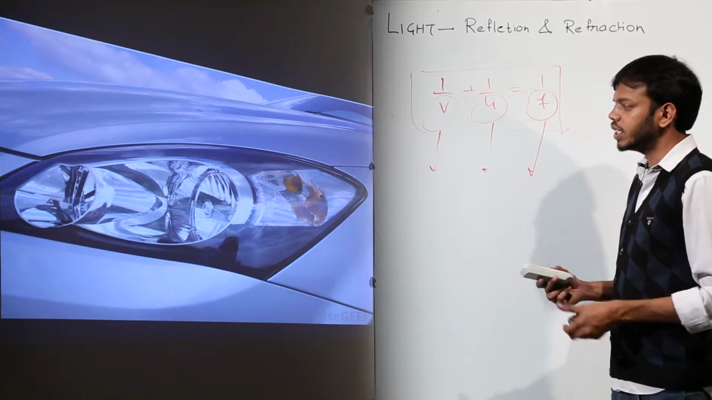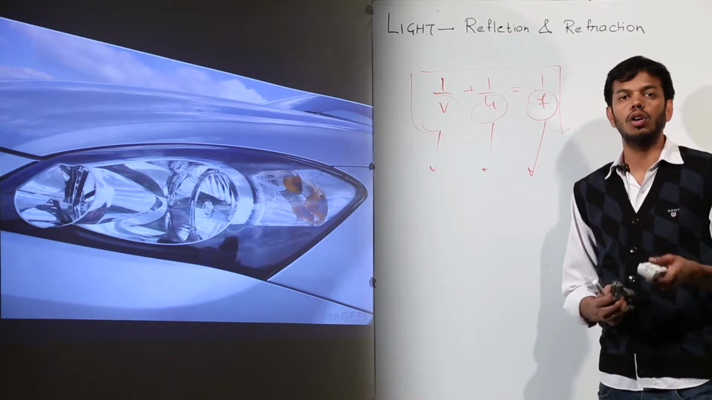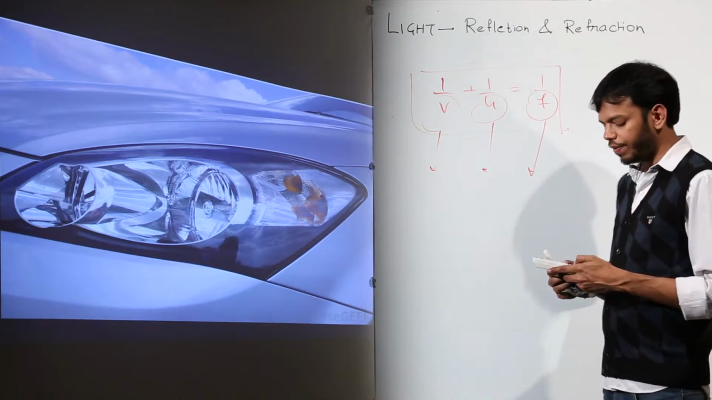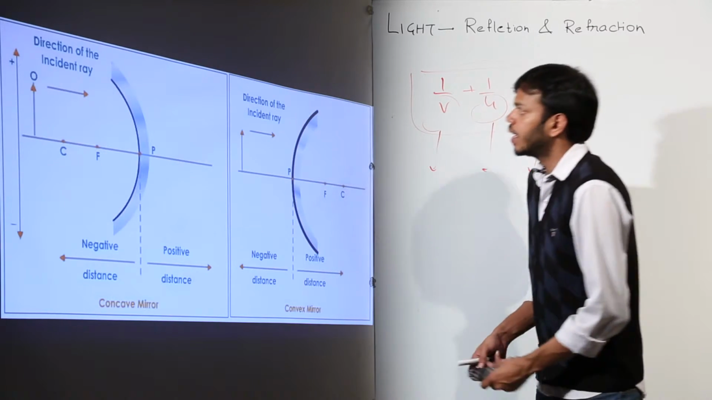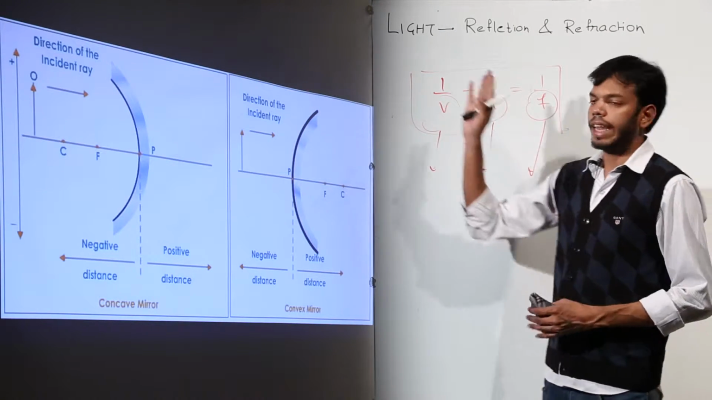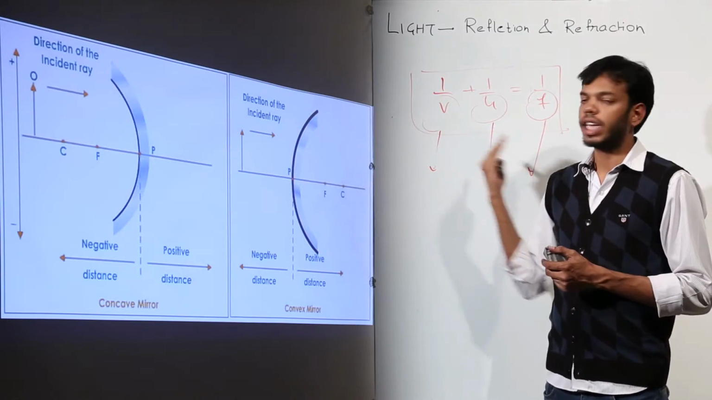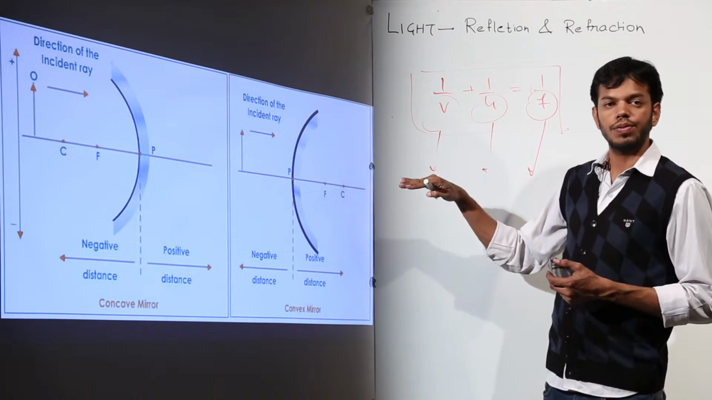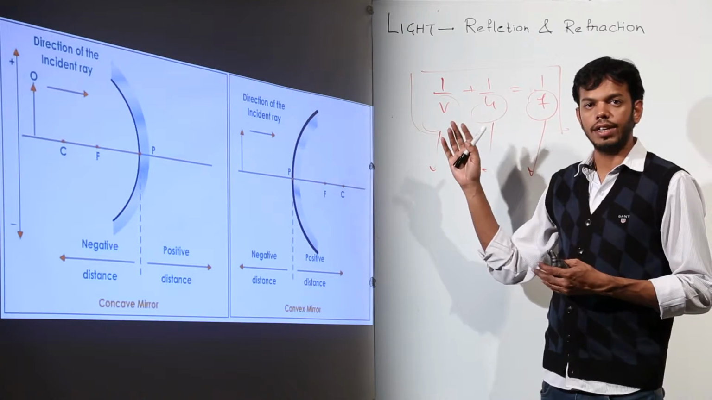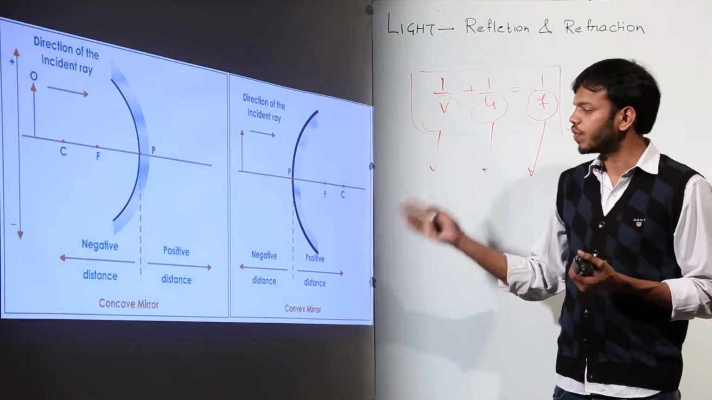And what are sign conventions? How distances are taken positive and negative. See this diagram. All distances which are on the left side are negative, which are on the right side are positive. The distances which are on the upward side towards the y-axis are positive, minus y-axis is negative.